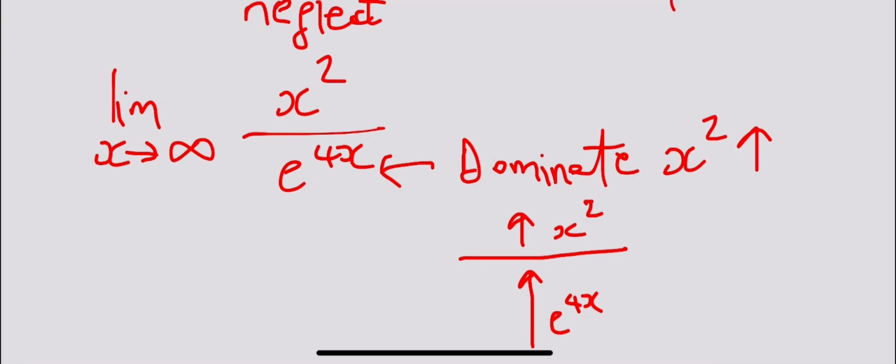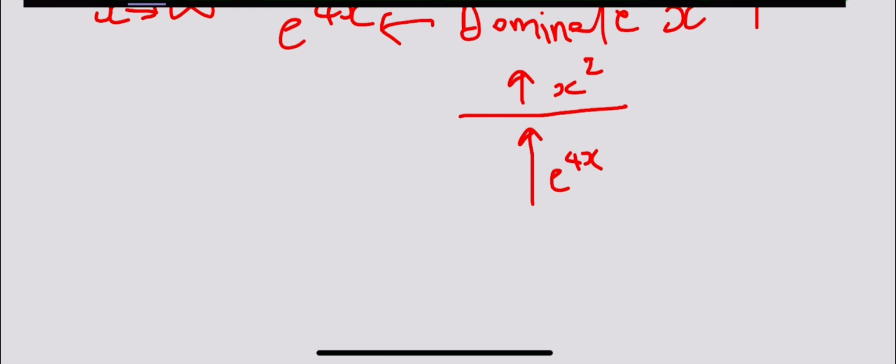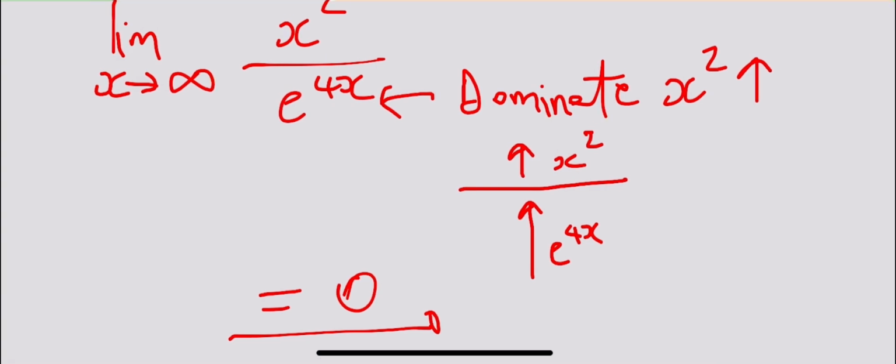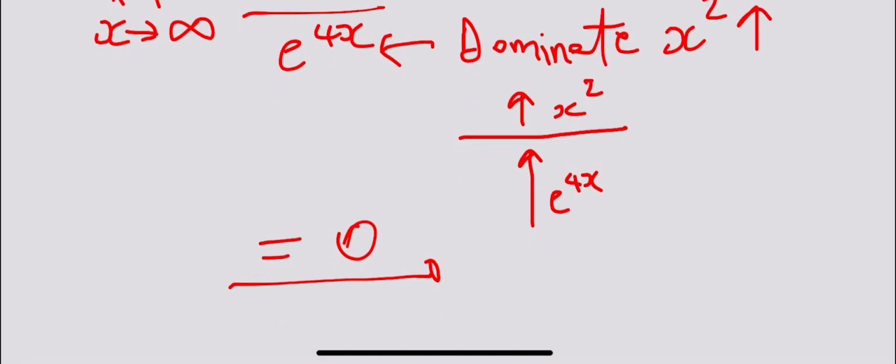Therefore, the fraction x squared over e to the 4x will approach 0 as x approaches infinity. This gives us the final answer. The limit is going to be equal to 0. Why? Because the denominator's exponential growth will outpace the numerator's polynomial growth, making the overall fraction shrink towards 0 as x becomes very, very large, right? So that's why the answer is going to be 0.